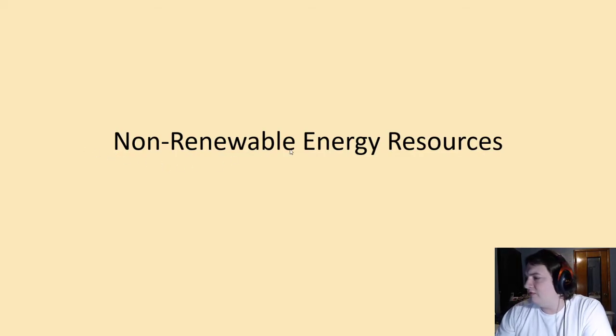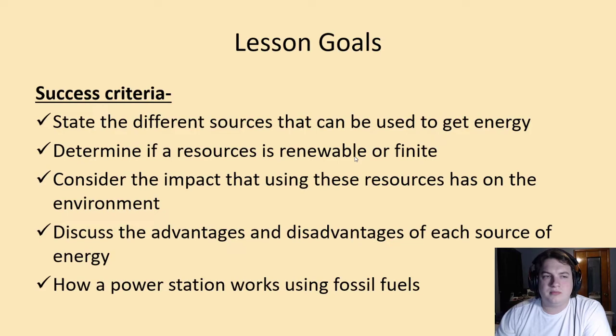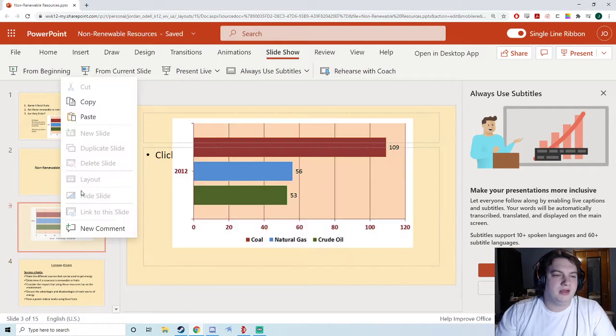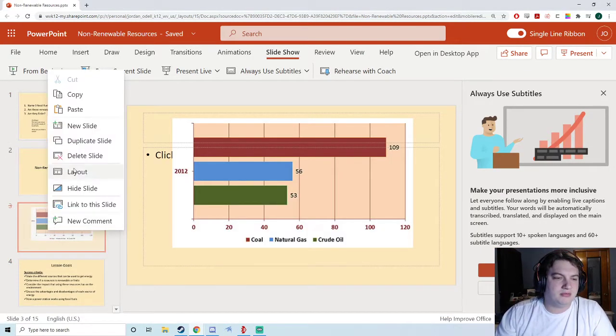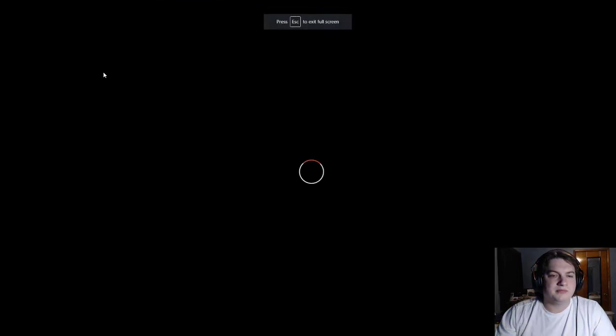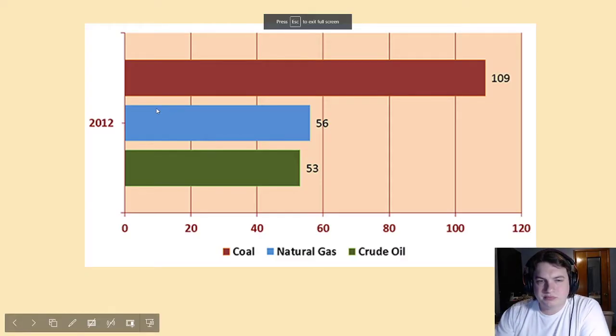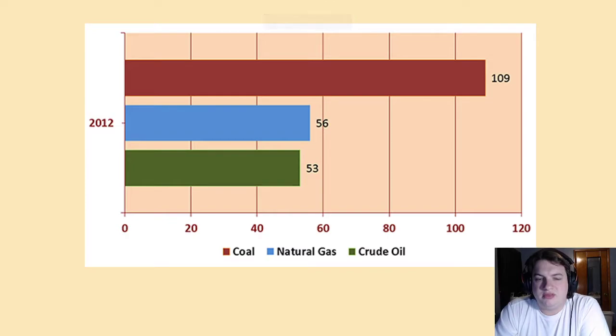So we have non-renewable resources. Sorry, I have the slide hidden, so let me fix that real quick. So for the bar graph, the highest should have been coal, second highest should have been natural gas, and third highest should have been crude oil. I realize this is somewhat dated.